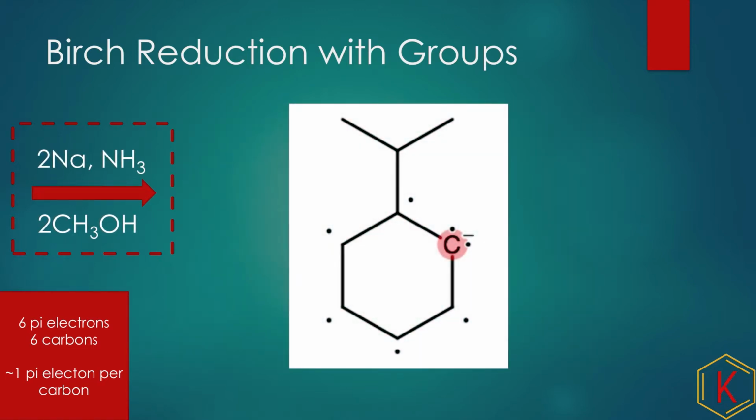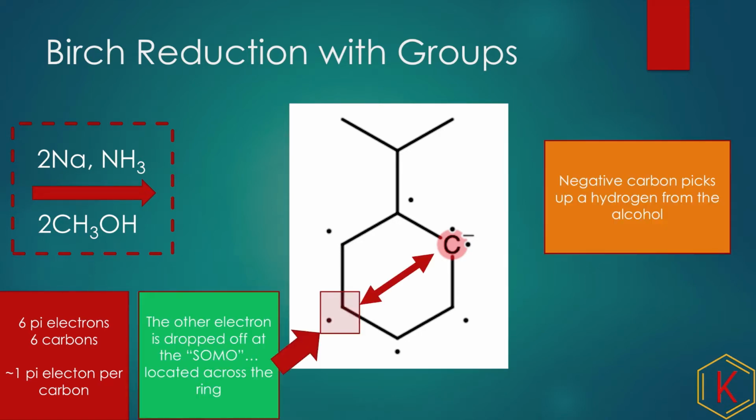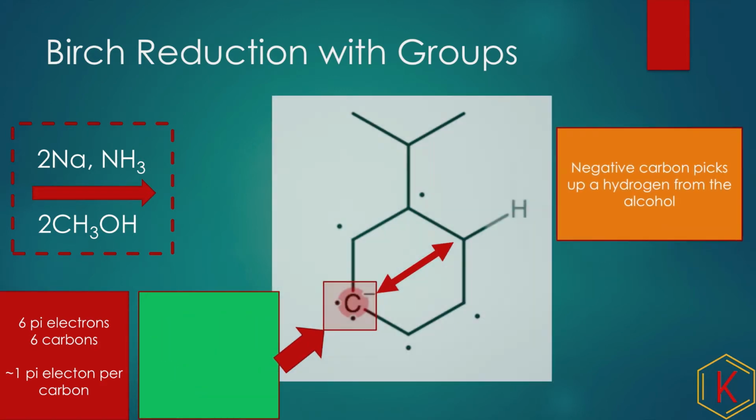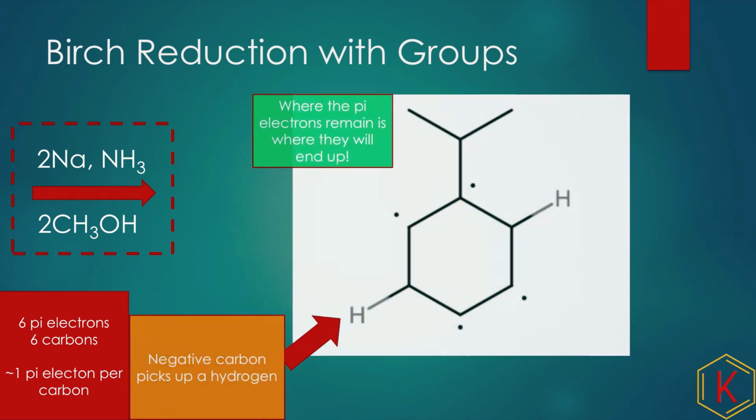Now we're left with a negative carbon, and of course, the negative carbon picks up a hydrogen from the alcohol, and we drop another electron off across the ring at what's called the SOMO, or the singly occupied molecular orbital. So, we attach our first proton, we drop an electron across the ring, and attach our second proton.